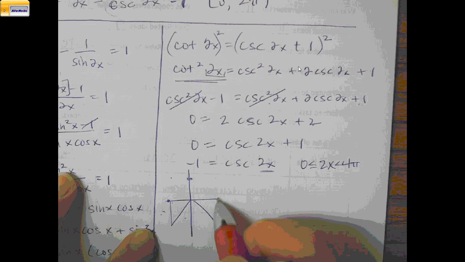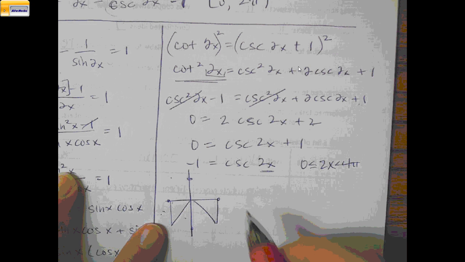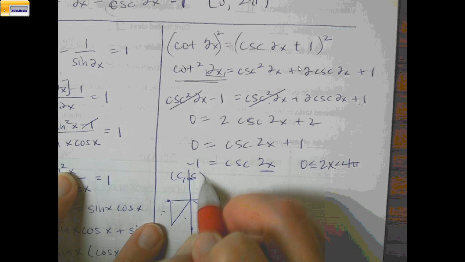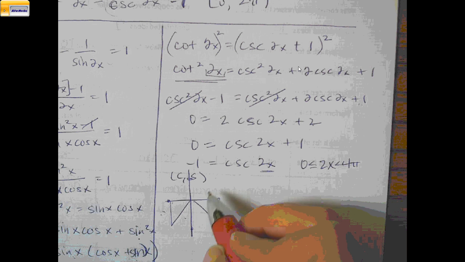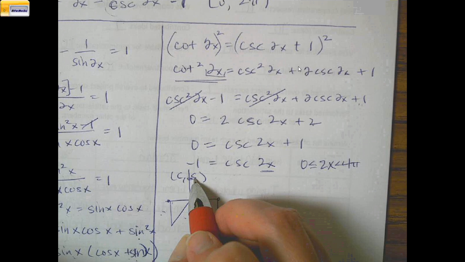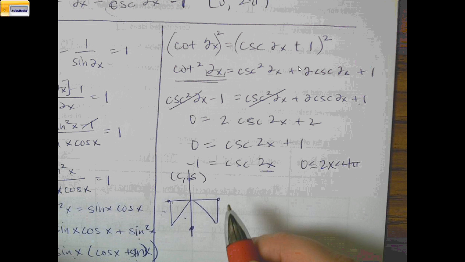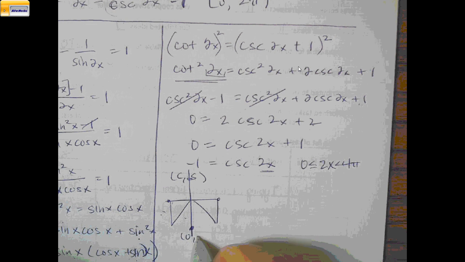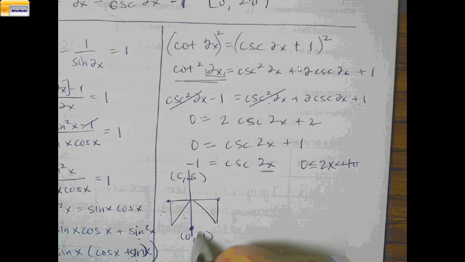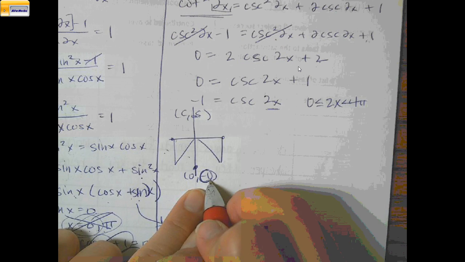So let's see. Cosine, comma sine. Where is sine negative 1? Down here. Is this the only place? Because if this is 0 comma negative 1, we flip this sign upside down, it's still going to be negative 1. So that's cosecant as well. So 270 degrees, which is 3 pi over 2.